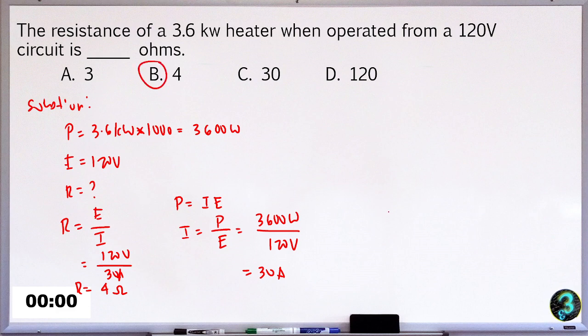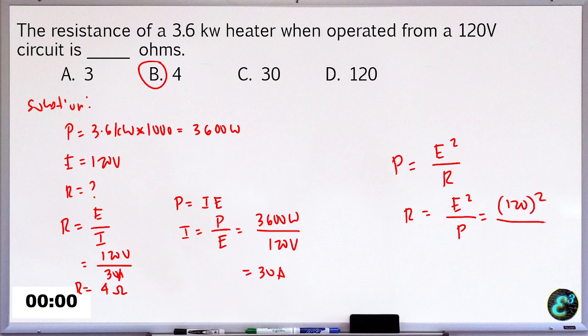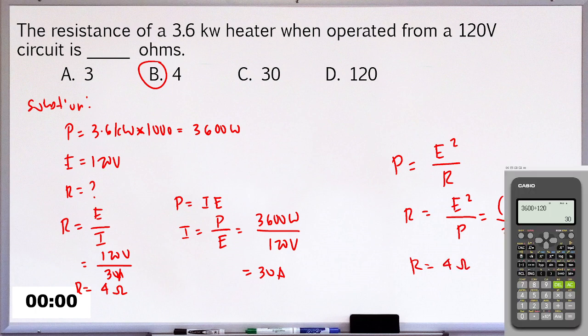So this one is a bit long. The shortcut formula for this one is power is equal to E squared over R. Since R is what you are looking for, just cross-multiply. So R is equal to E squared over P. So we have 120 squared over 3,600 watts. That will be your R, which is 4 ohms. Let's try to calculate it. We have 120 squared over 3,600. Okay, so 4 ohms.